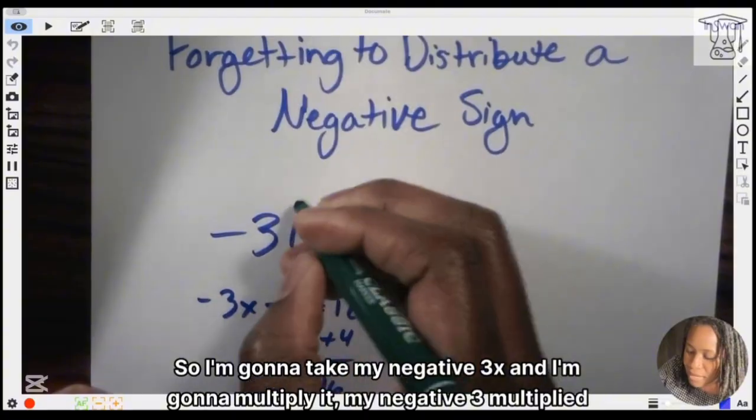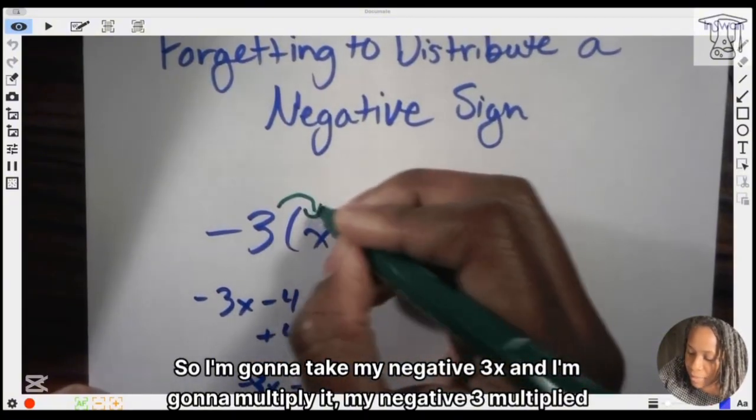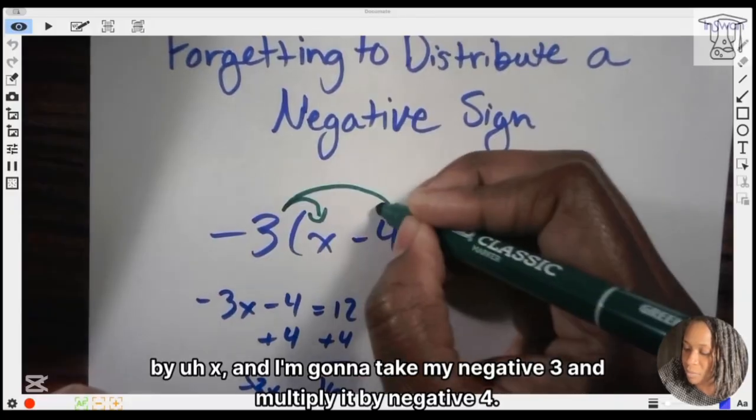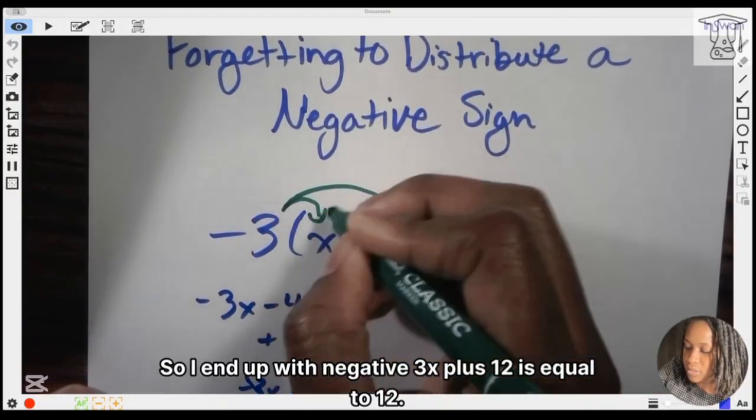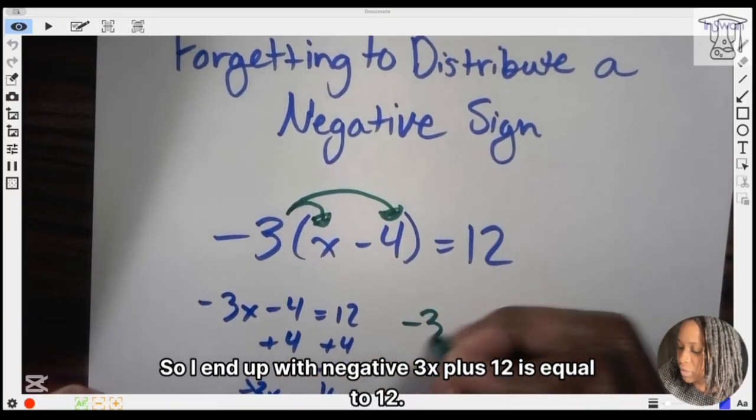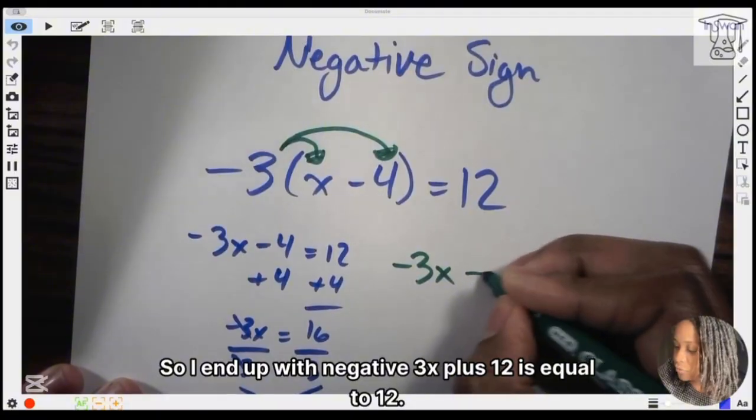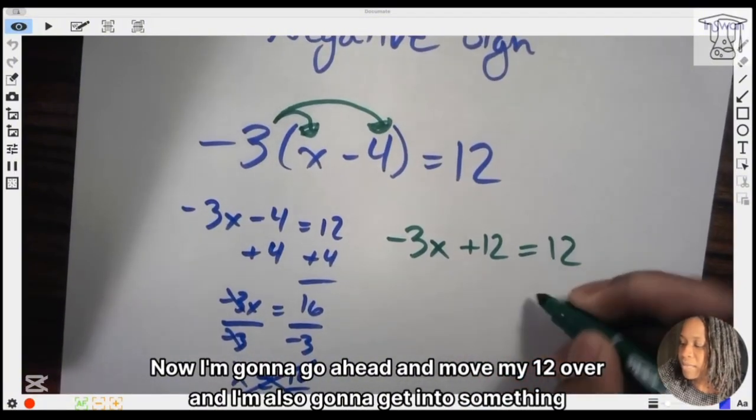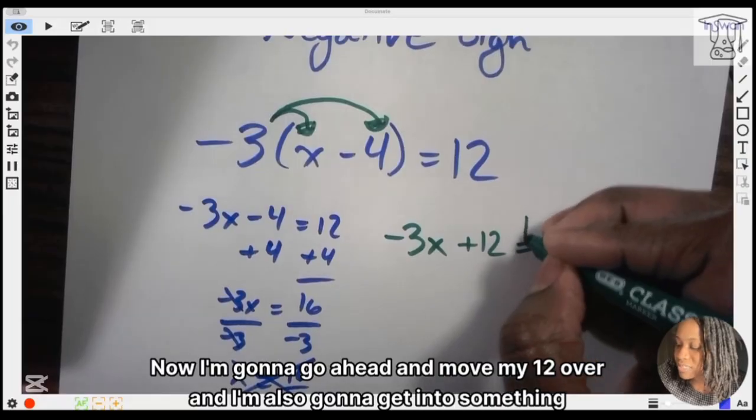I'm going to take my -3 multiplied by x, and I'm going to take my -3 and multiply it by -4. So I end up with -3x plus 12 is equal to 12. Now I'm going to go ahead and move my 12 over, and I'm also going to get into something else.